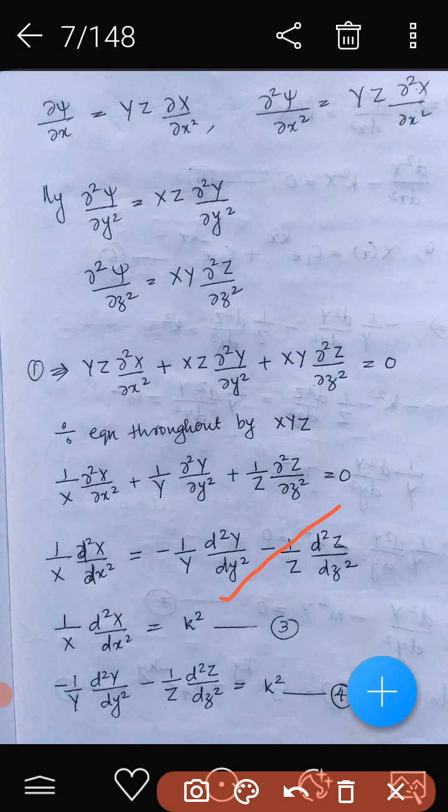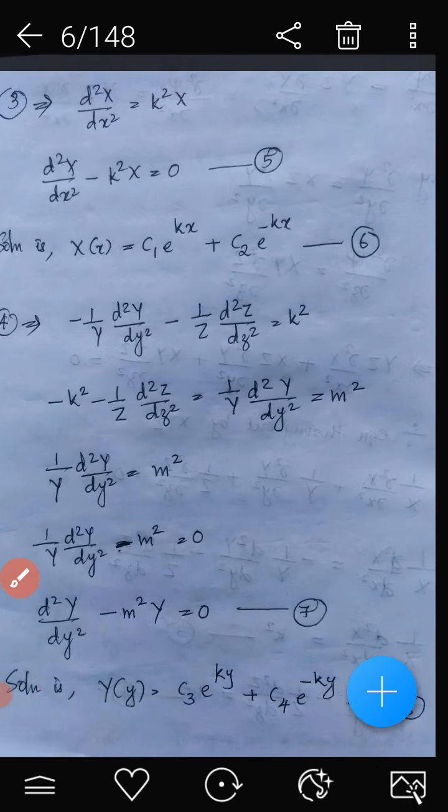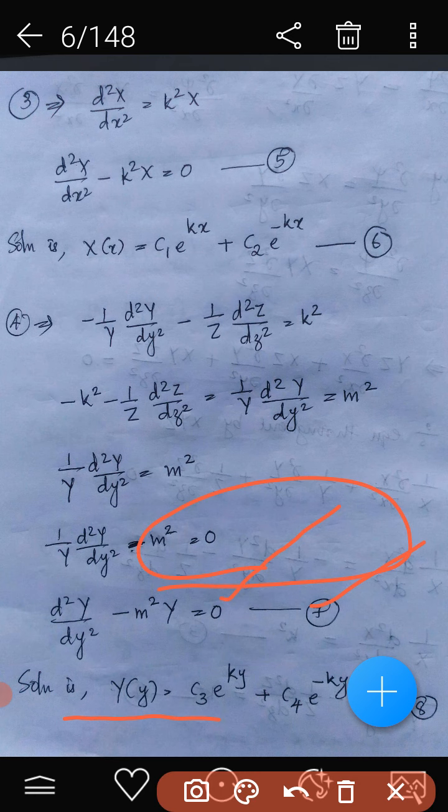So (1/X) d²X/dx² = k², that is equation number 3, and the right-hand side is −(1/Y) d²Y/dy² − (1/Z) d²Z/dz² = k², that is equation number 4. Now from 3, d²X/dx² = k²X, that is d²X/dx² − k²X = 0. So this is an equation of damping.